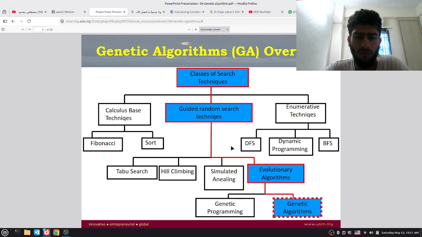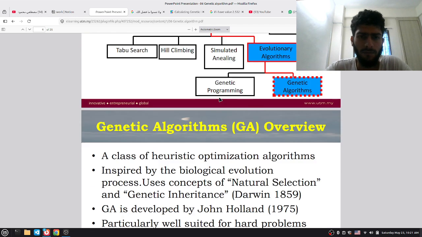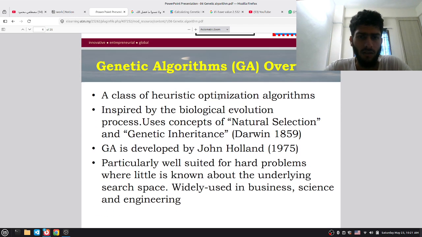So what's genetic? From which branch do we get the genetic algorithm? The genetic algorithm is coming from the evolutionary algorithm, and the evolutionary algorithm is coming from the guided random search technique, and guided search techniques come from classes of search techniques. And there is some explanation over here.